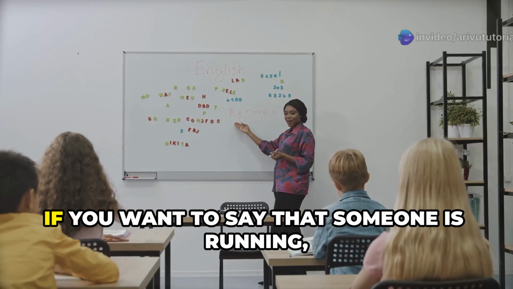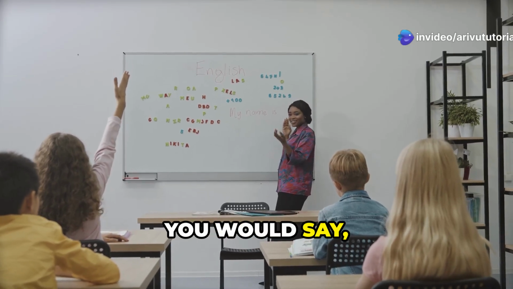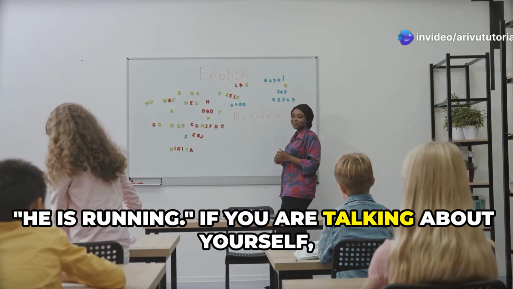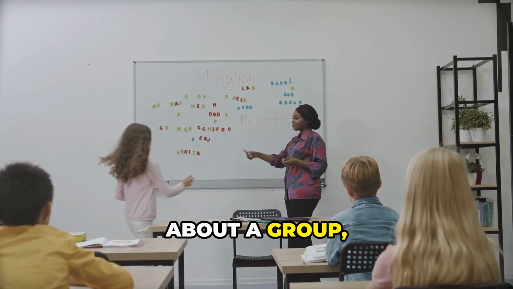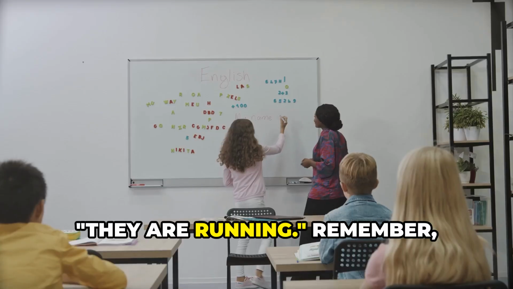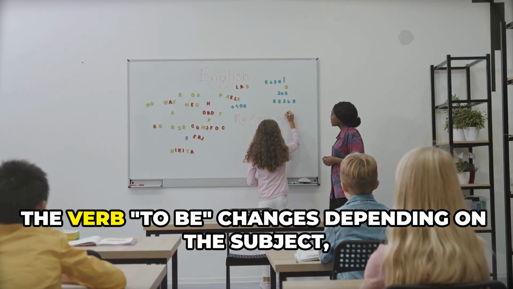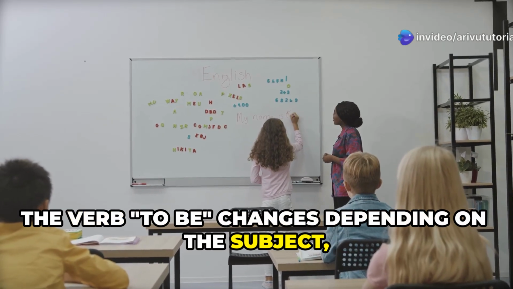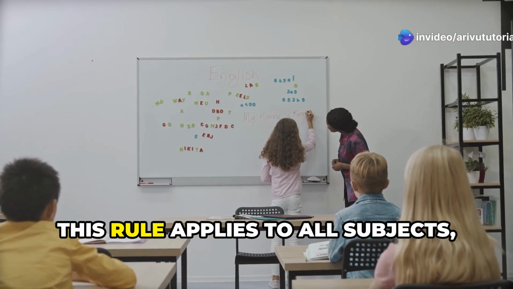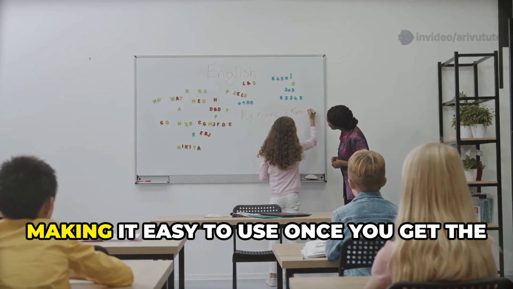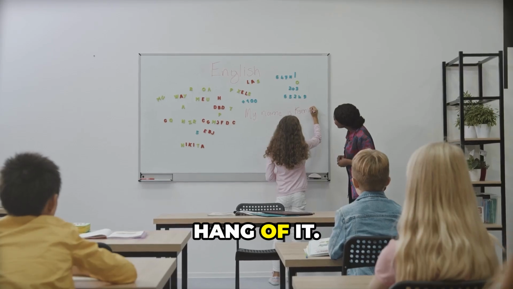For instance, if you want to say that someone is running, you would say, he is running. If you are talking about yourself, you would say, I am running. And if you are talking about a group, you would say, they are running. Remember, the verb to be changes depending on the subject, but the main verb always ends in ing. This rule applies to all subjects, making it easy to use once you get the hang of it.